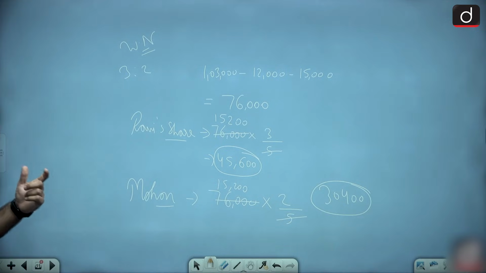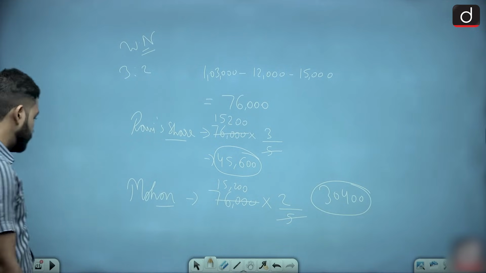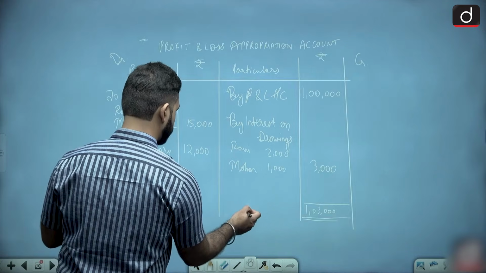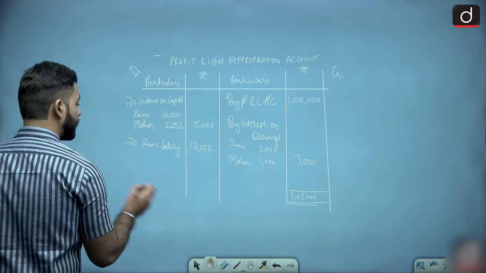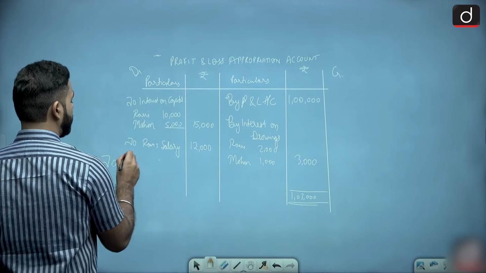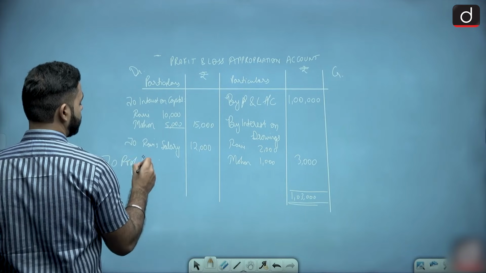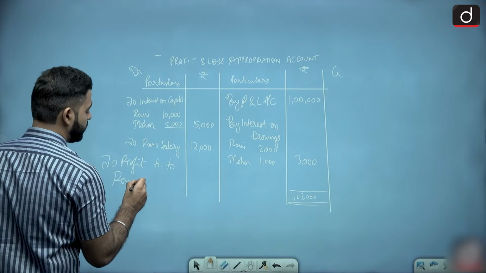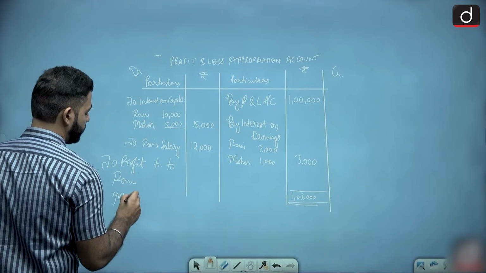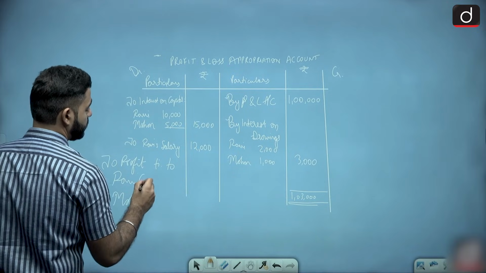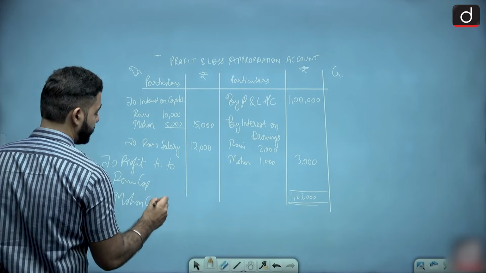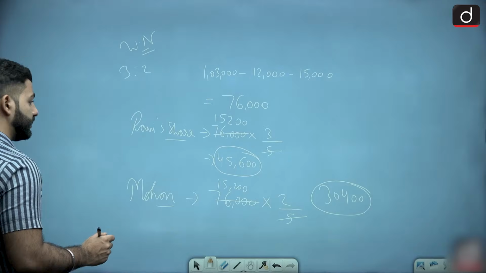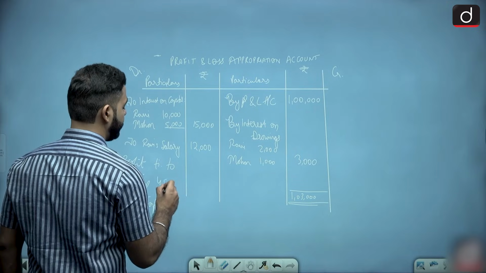So you will write, profit transferred to. So how will you transfer the profit? First you will write here, to profit transferred to, first Ravi's capital account and then Mohan's. How much was the answer? 45,600 and 30,400.